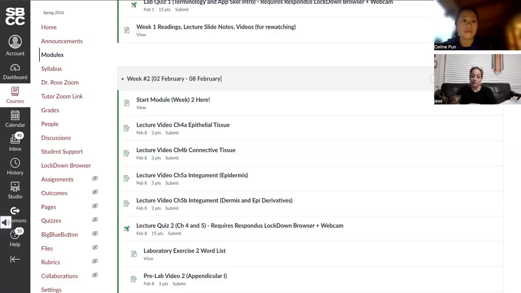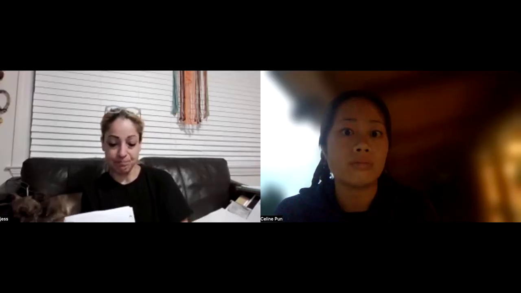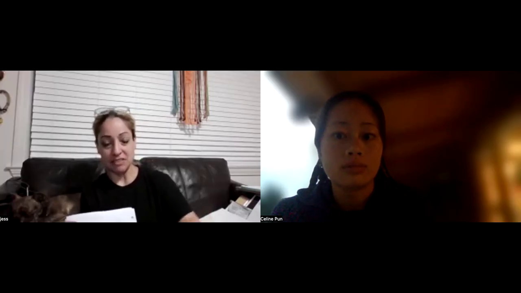Is there anything else that you would suggest, like a printout of just the bone, to keep drawing it or labeling it or coloring it? Yeah, are you a visual learner or an auditory learner? Very visual. Okay, good.